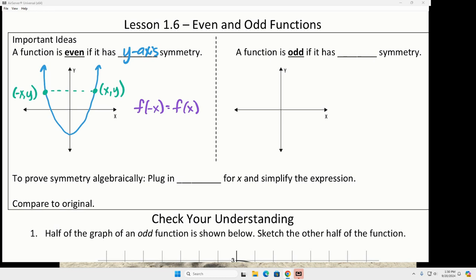And then a function is odd if it has origin symmetry. Okay, these are a little more difficult to draw. It's pretty close. A little wobbly.